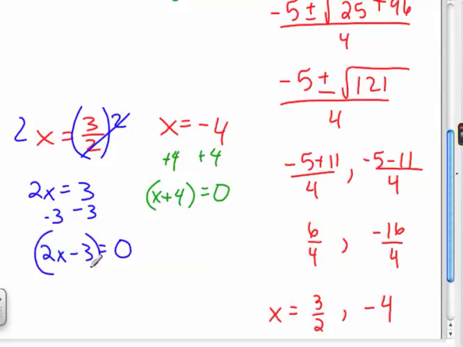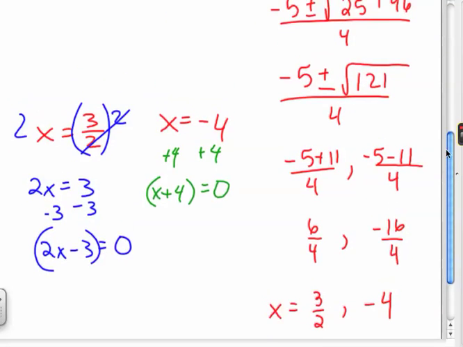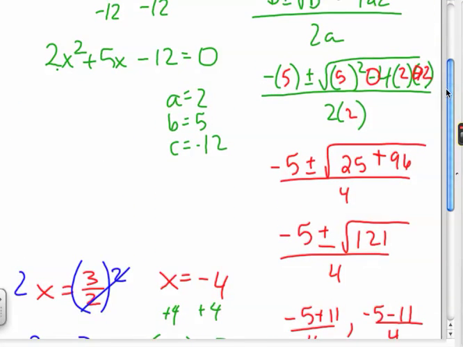Do you see why we've been setting these things equal to 0? Do you see why now? Because if any of them, or if either of them equals 0, then the equation's correct. So, that's it. We're there. X equals 3 over 2 and x equals negative 4. That's what solves that equation. All right? Now, I'm going to see you at the next example.